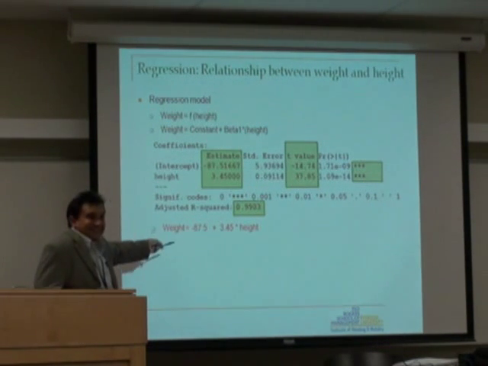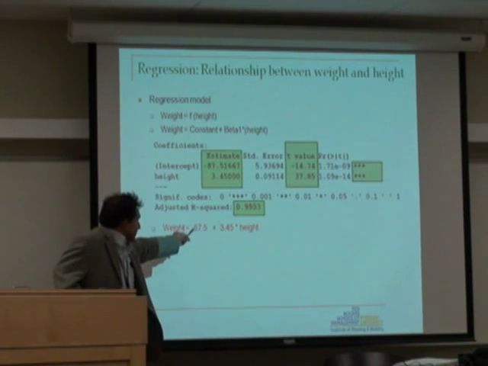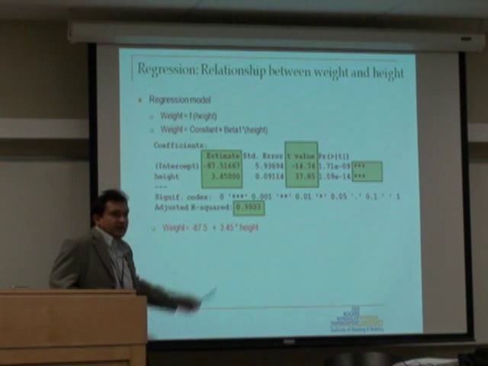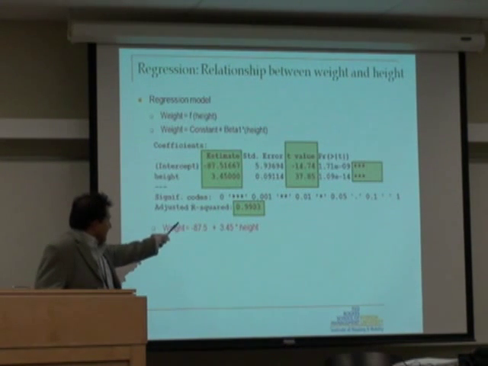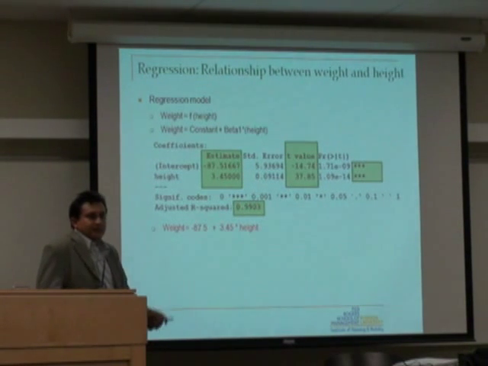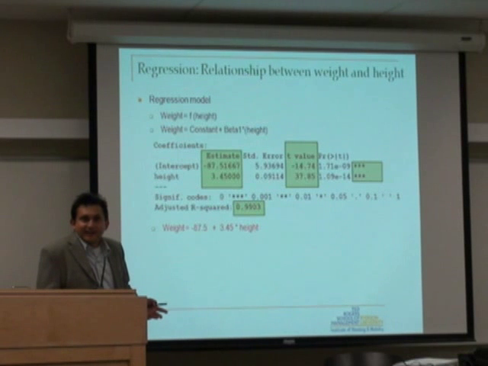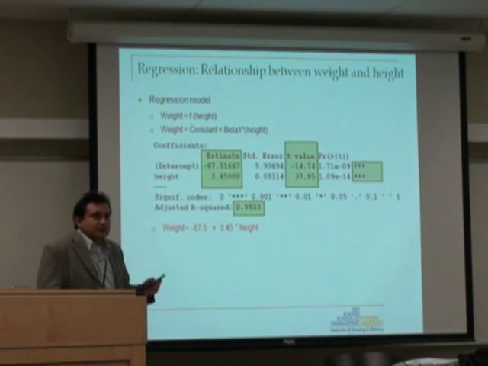And how do we write it in an equation format? Weight is equal to minus 87.5 plus 3.45 times height. Now, conceptually, a negative weight means nothing, right? What is minus 87.5 pounds? I mean, you can have the thinnest model possible, but she or he would not have negative weight, right? At the end of the day, everyone has positive weight.